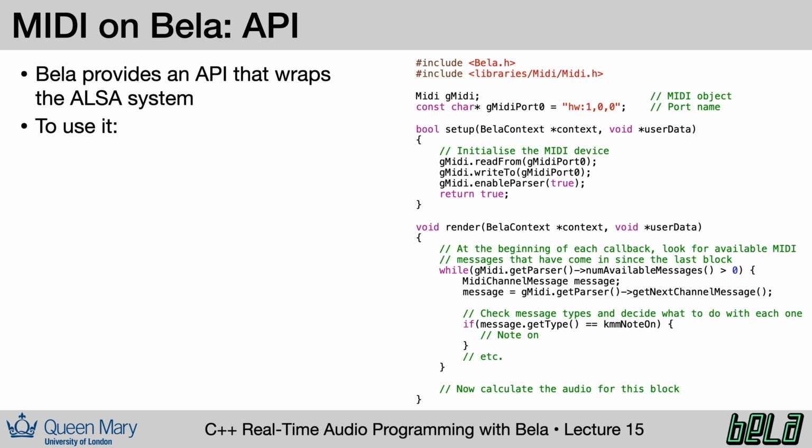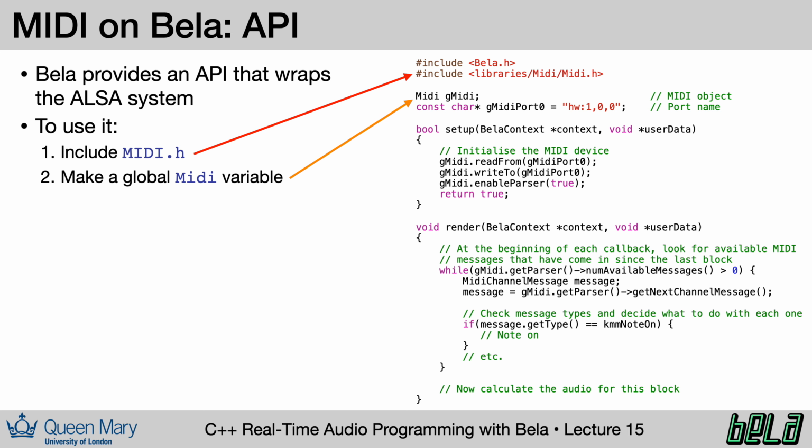Now let's see what we need to do in our Bela program to use MIDI data. Bela provides a relatively straightforward API that wraps the ALSA Linux system. To use it, you need a few things. First of all, you need to include the library called midi.h. Second, you're going to need to make a global variable of type MIDI. This is going to handle the communication to and from the MIDI device. Third, you'll need to initialize the MIDI object inside of setup.